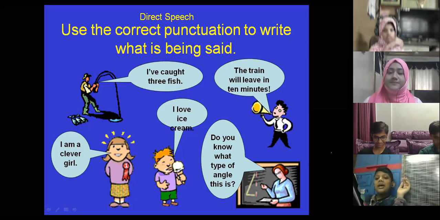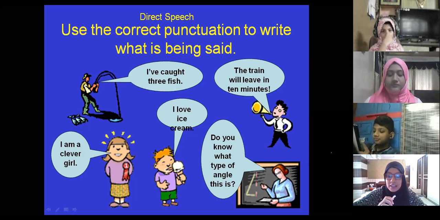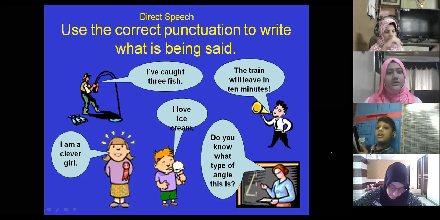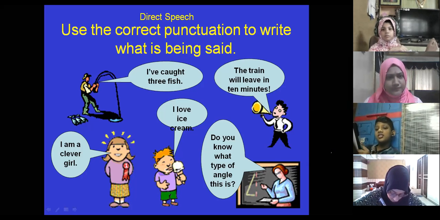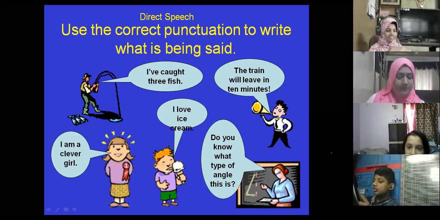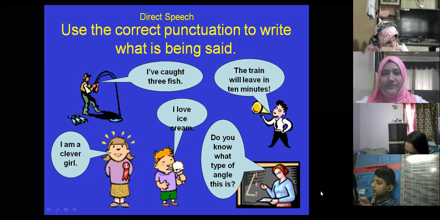Ma'am, can I say? Yes, Farhana, go ahead. Do you know what type of angle this is? A question the teacher asked. Very good, excellent. The teacher said, do you know what type of angle this is? Perfect. Even I've written that, Amina. The teacher asked, do you know what type of angle this is? Okay, so all three sentences that were spoken are correct. Let's move ahead. Now comes the tricky part.